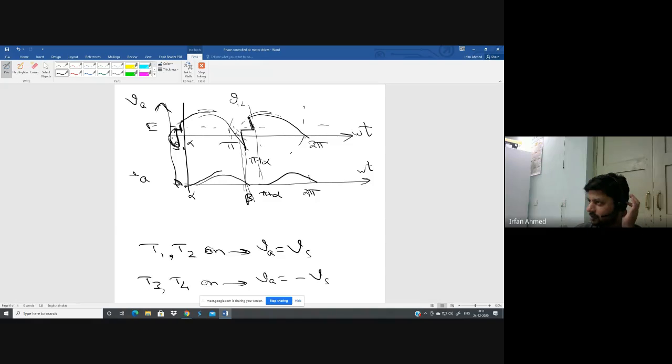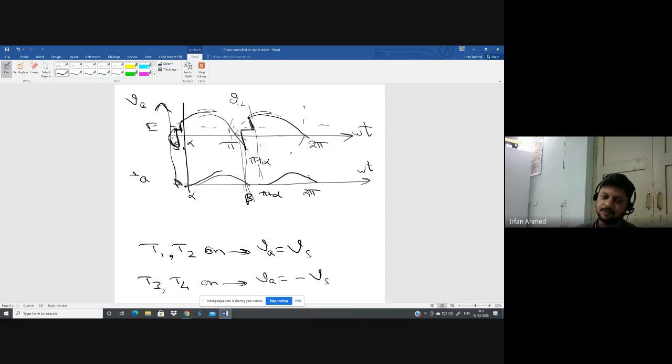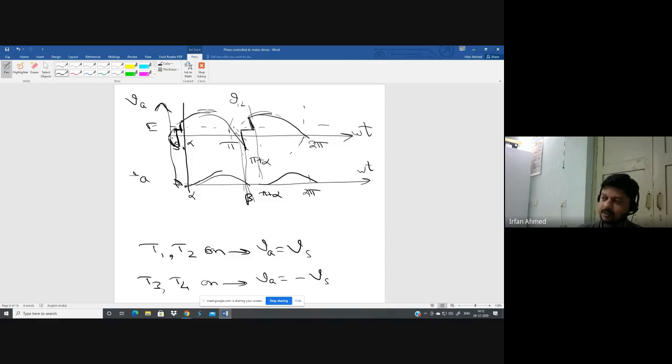My question is, what is the ripple frequency here? It is 2 times the supply frequency, or 100 hertz. Whenever we are using a rectifier, we also need to use a filter.